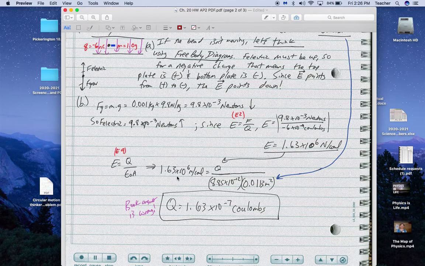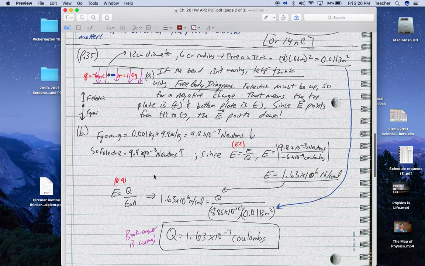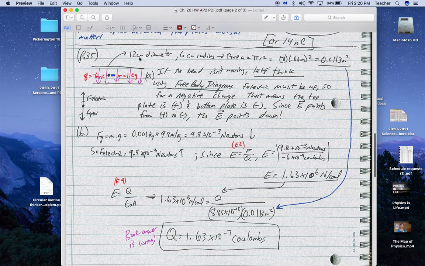Well, I do know the electric field strength because I just got that. I do know this constant. What about the area of a plate? If I go back up here, it said that the circular capacitor plate is 12 centimeters in diameter. So that's a 6 centimeter radius, so that's 0.06 meters. So the area of a circle is pi r squared. So pi times 0.06 squared is 0.0113 meters squared.